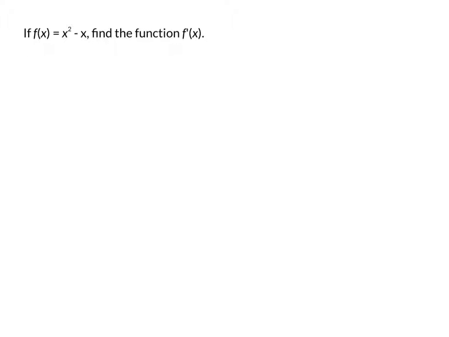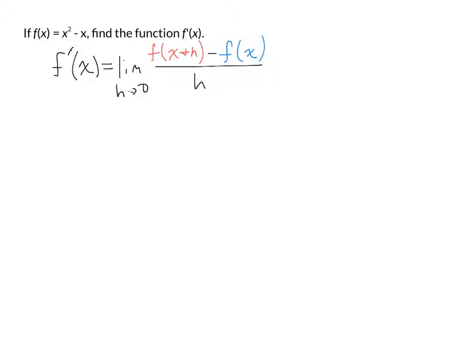So we have our function f of x equals x squared minus x, and we want to find the derivative of f. So we'll use our limit formula. So the derivative of f of x is the limit as h approaches 0 of, we'll do our f of x plus h minus f of x all over h. So I'll color coordinate this again, as you can see.